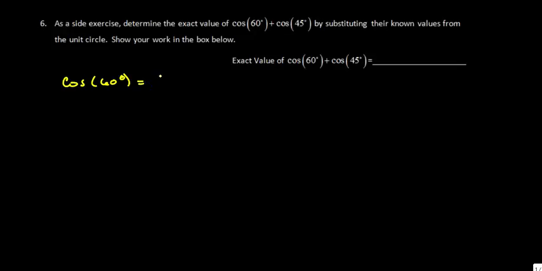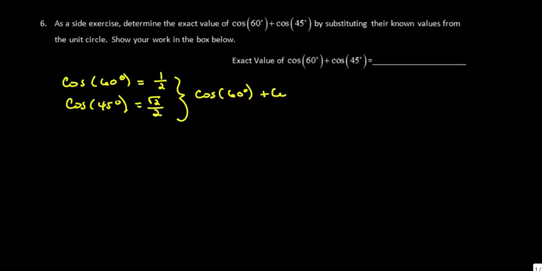So the cosine at 60 degrees we know is 1/2, and we know that the cosine of 45 degrees is square root of 2 over 2. And so if we take the cosine of 60 plus the cosine of 45, we end up with 1/2 plus square root of 2 over 2, which gives me 1 plus the square root of 2 over 2.